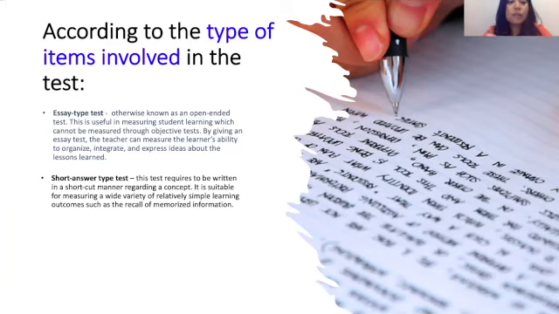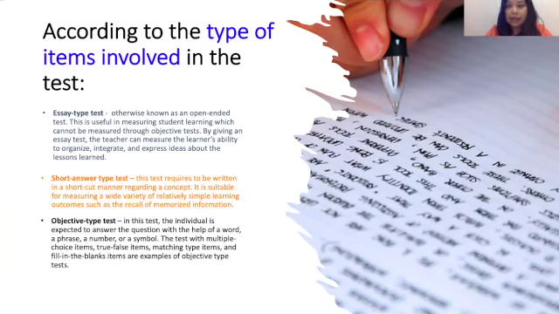Short answer type of test requires answers to be written in a shortcut manner regarding a concept. So it is suitable for measuring a wide variety of relatively simple learning outcomes such as the recall of memorized information. And lastly is the objective type of test wherein the individual is expected to answer the question with the help of a word, a phrase, a number, or a symbol. Examples of objective type tests are multiple choice, true or false, matching type, and fill in the blanks.